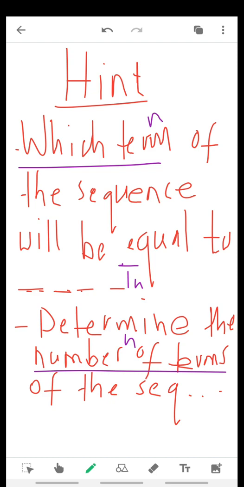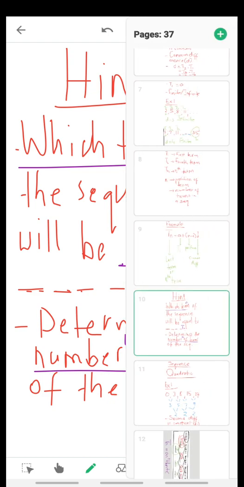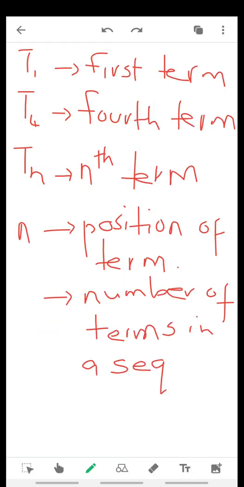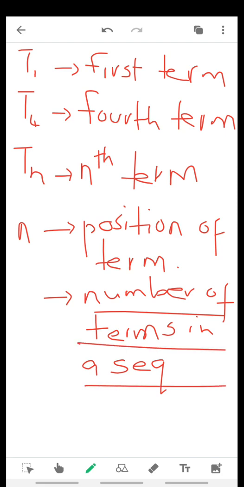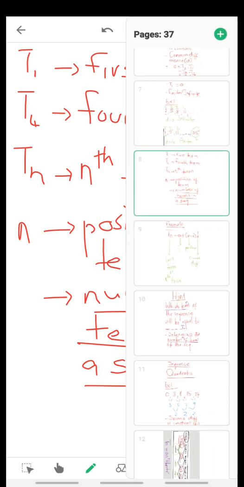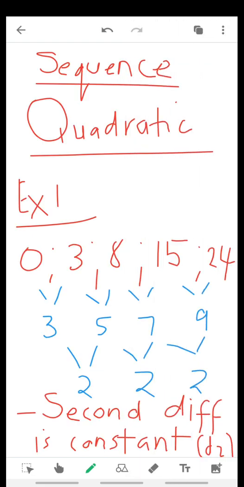Which term they want you to find? N. And also they may say determine the number of terms of the sequence. I think I've already highlighted it there to say n represents the number of terms in a sequence. Very, very important. Now, I'm done with the arithmetic sequence.